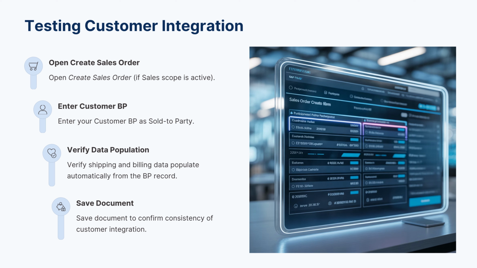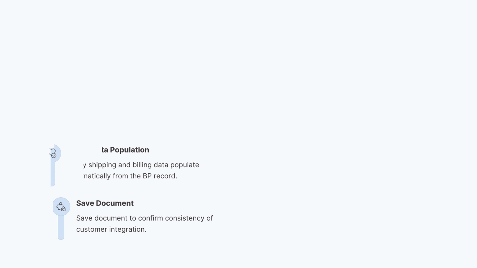Testing customer integration. If sales scope items are active, open Create Sales Order. Enter your new customer BP as the sold-to party. Observe that delivery and billing data are auto-filled from the BP record. Save the document. You've now validated both procure-to-pay and order-to-cash integrations.